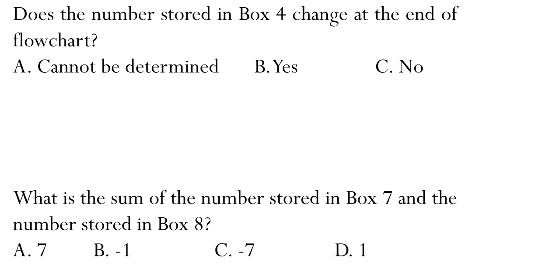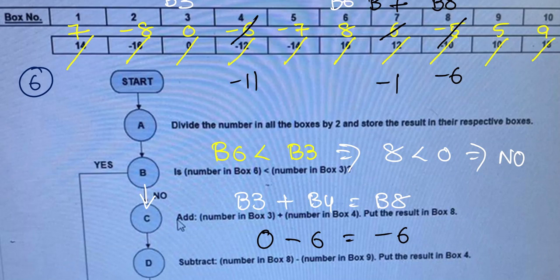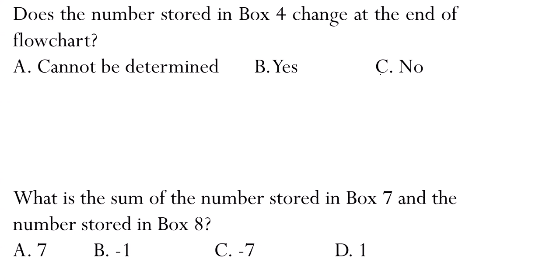Now what they are asking is box 4 at the end of the flowchart. Box 4 at the end of the flowchart is minus 11. Did the number change? Yes, right. In fact, in the first step everything is changed. In the first step itself we are changing everything.